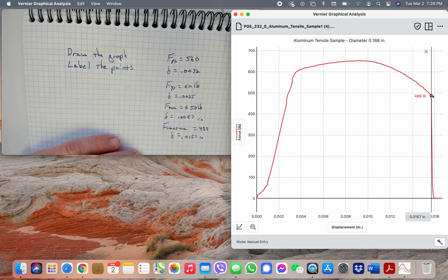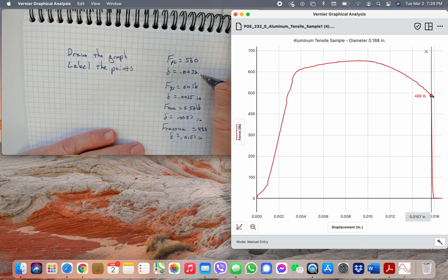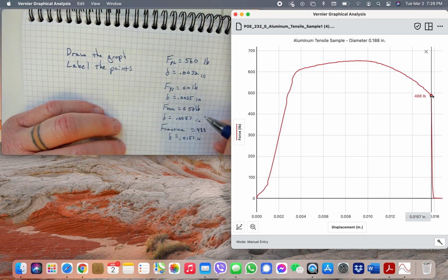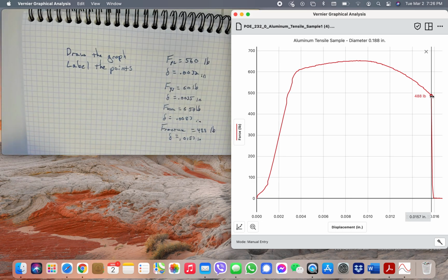So I'll show you what I have so far. It's right there. And I'm writing fast. You want to do something a little bit neater, of course. There's pounds, pounds, pounds, pounds. Pounds force, because that's context.